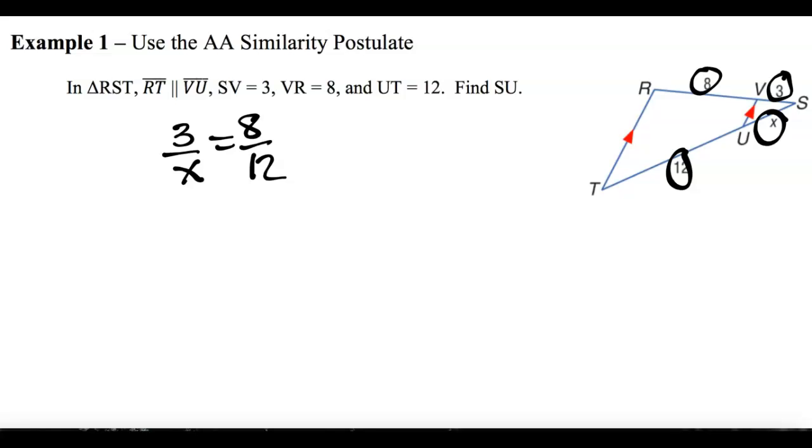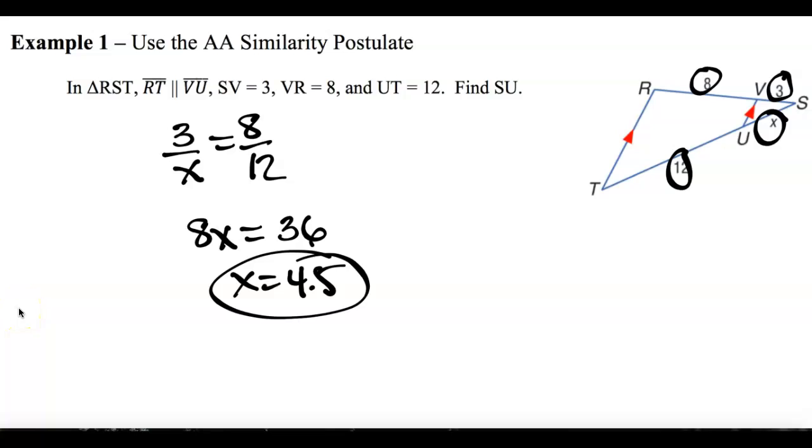So when we cross multiply, we get 8x equaling 36, and dividing both sides by 8, we get x is equal to 4.5. Remember to go back and also look at what they're asking for. They were looking for the distance SU, so SU itself is equal to 4.5 since that was x.